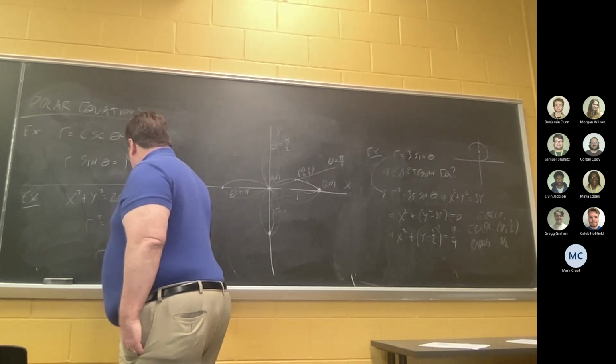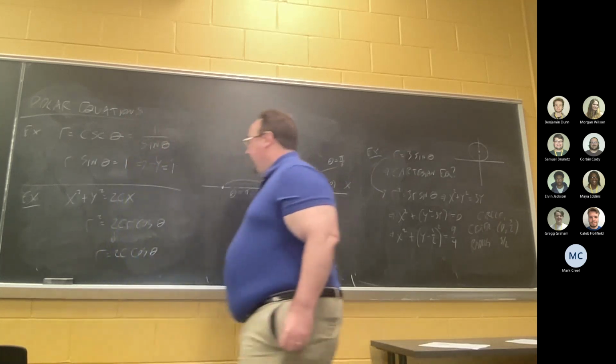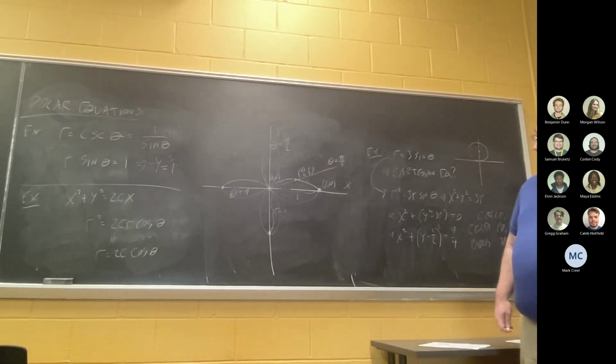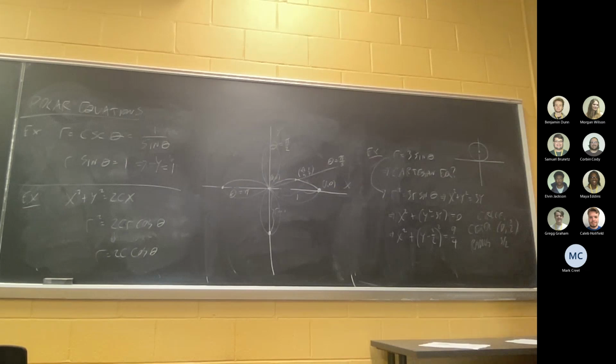Now we have a polar equation. The normal standard form of a polar equation is r is equal to some function of theta. What kind of curve is this? Somewhat similar to this example. On the horizontal axis.